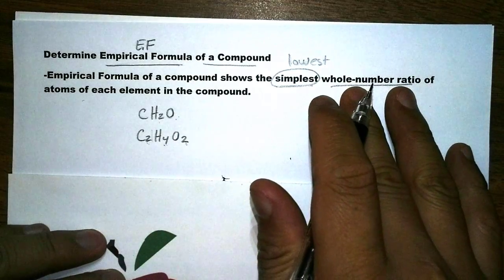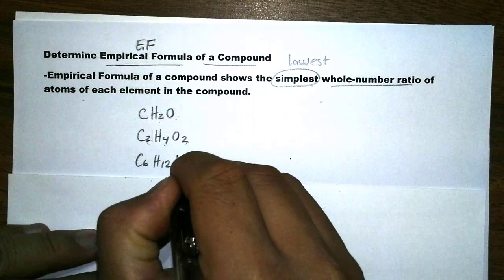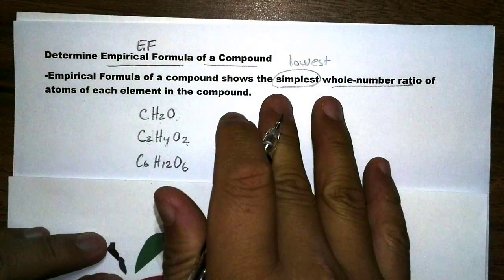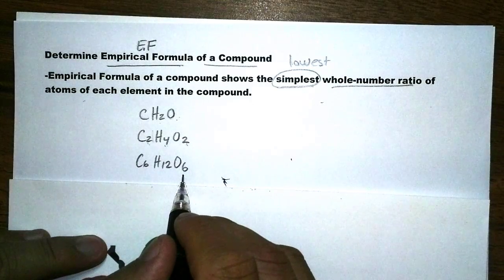Let's look at another example. Here we have C6H12O6. And of course we can simplify this by dividing all of them by 6.